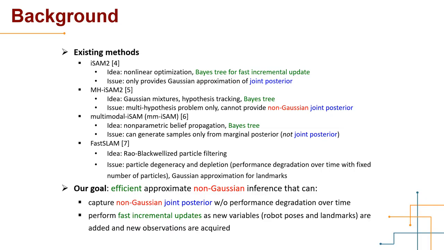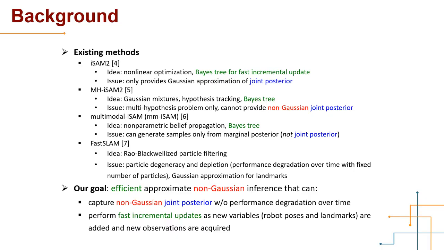Multimodal iSAM is another recent algorithm that exploits non-parametric belief propagation for inference and the Bayes tree for incremental update. However, it generates samples only from marginal posterior, not joint posterior. FastSLAM is a well-known sampling-based algorithm. It suffers from the particle depletion issue, and it relies on Gaussian approximations for landmarks.